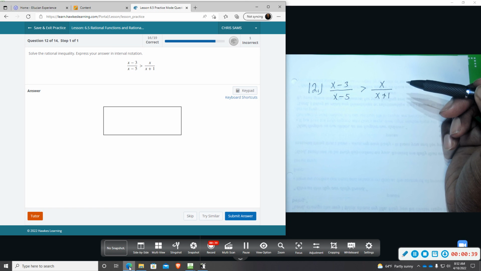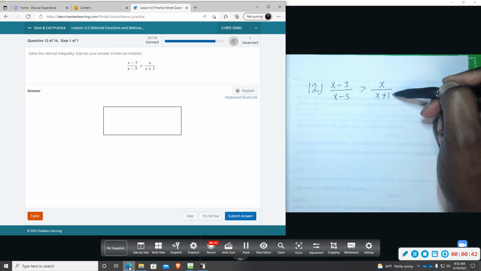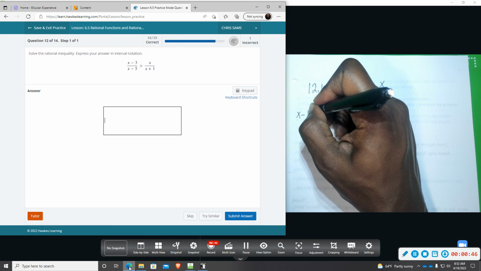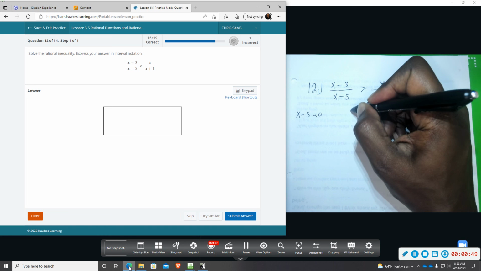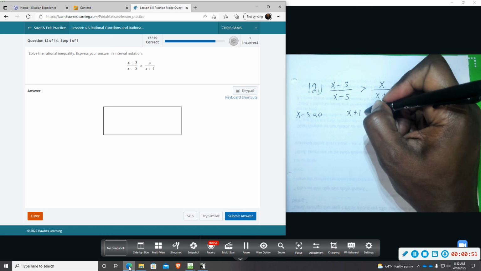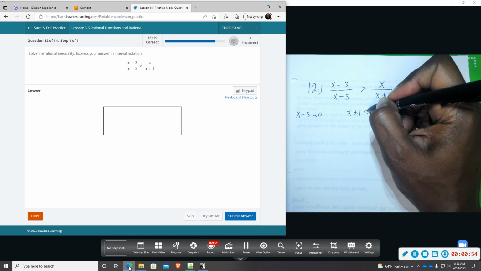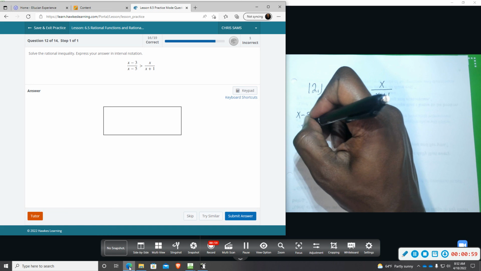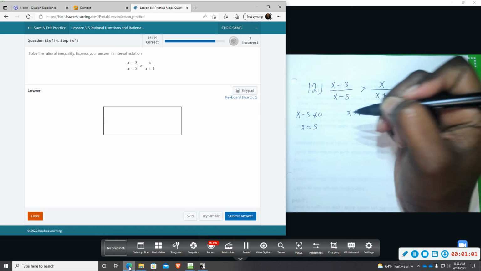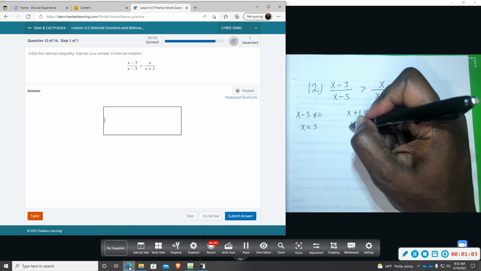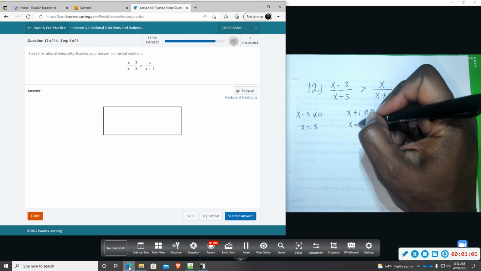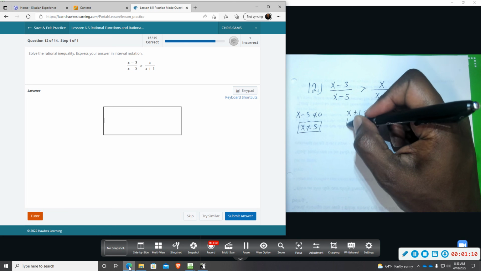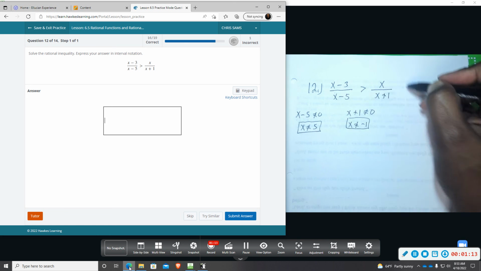And we're going to find out what makes the bottom 0 by setting the bottom equal to 0. So x minus 5 equals 0 and x plus 1 equals 0. Or rather, I should say not equal 0 because we cannot divide by 0. That will give us x equals 5, and this will give us x equals -1, or let me say not equal. Okay, so these are two critical values. And then we're going to find out what makes the whole thing 0.